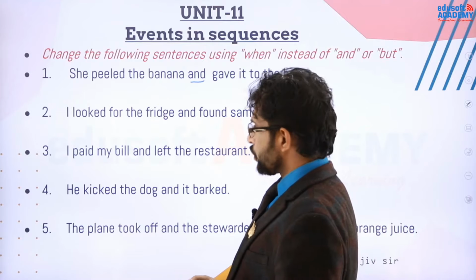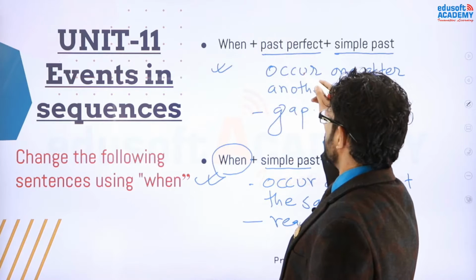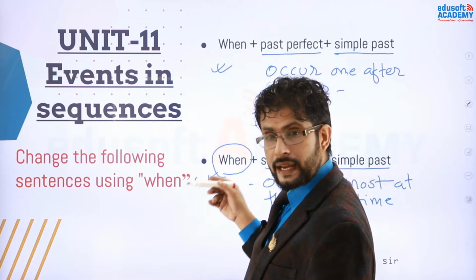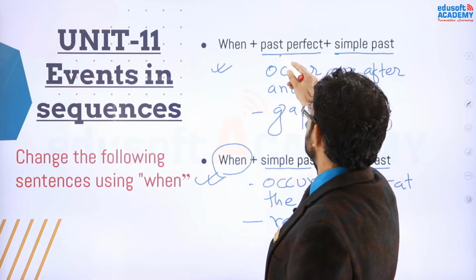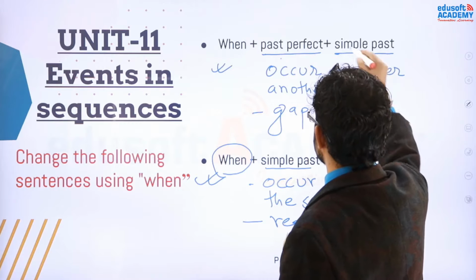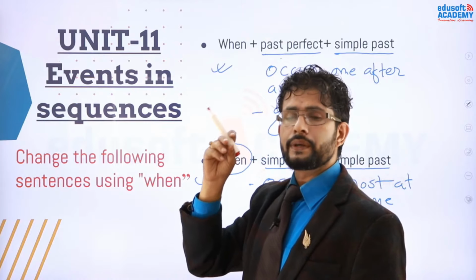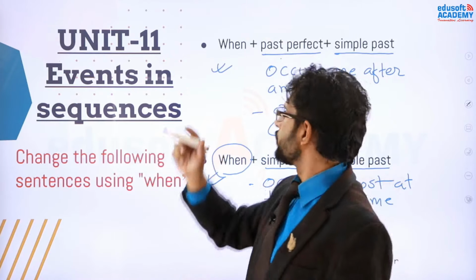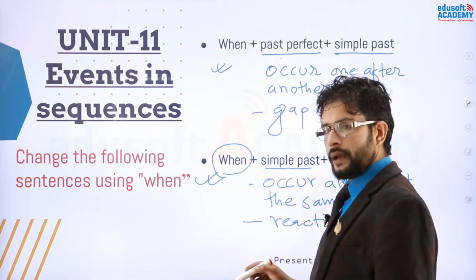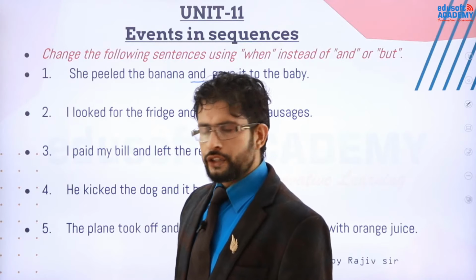So if such questions are asked, you are going to look here. If events occur one after another and if there is a gap in between, then you are going to write past perfect followed by simple past. In those two different events, which event occurred first? You are going to write that in past perfect, and the second one in simple past. Is it clear to you? Now let's begin. Check it out.